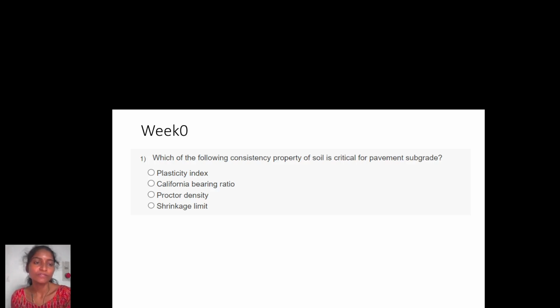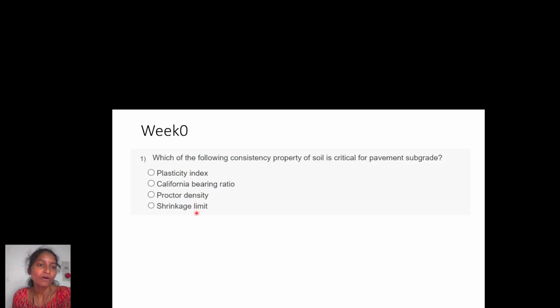In week 0, before you could have started your lectures itself, there were a few questions that needed to be answered. If you remember, the first question was: which of the following consistency properties of soil is critical for pavement upgrade? By that time, you might not have had knowledge about the plasticity index and these details. Yet, which consistency property of the soil is critical is what they were asking.